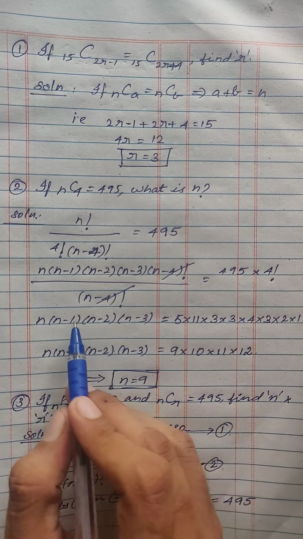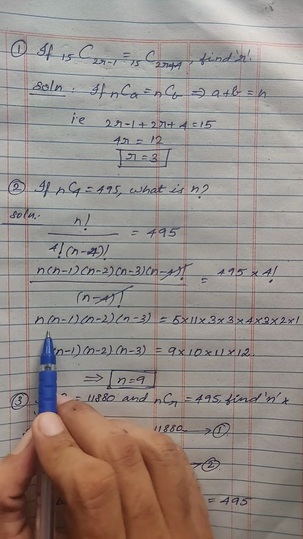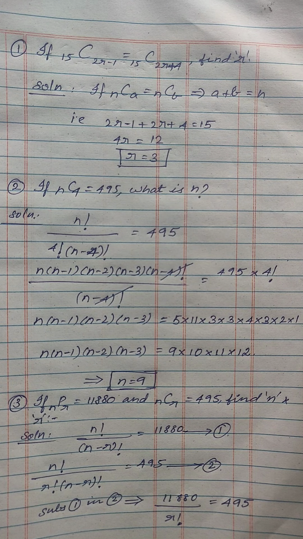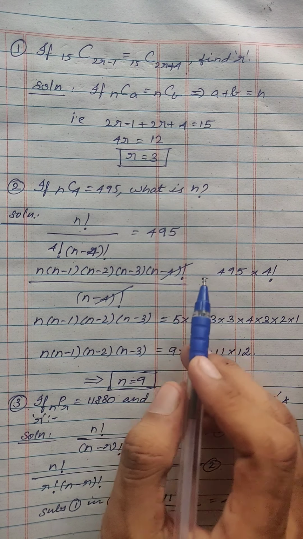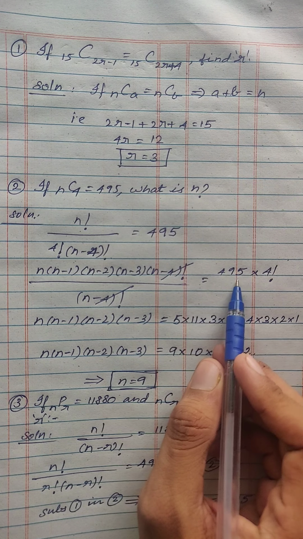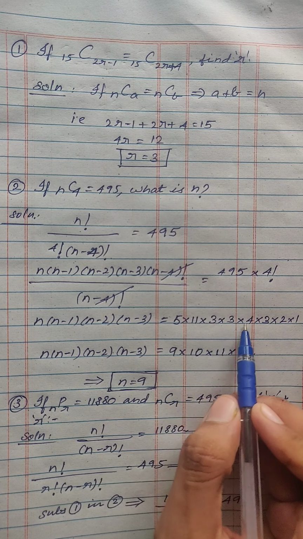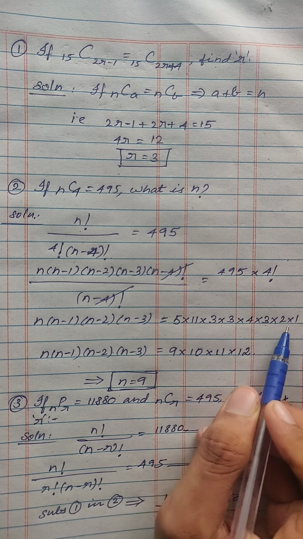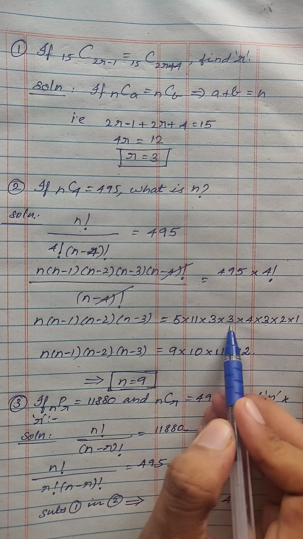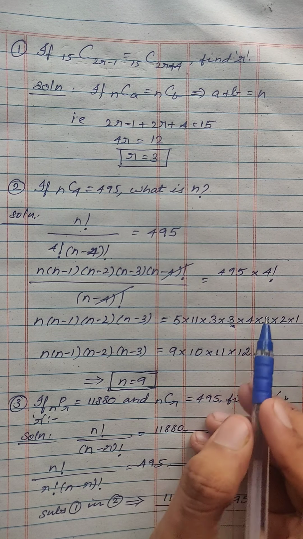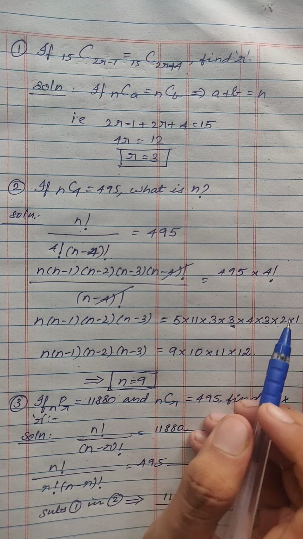So now what happens? The numerator remains the same. Don't do any multiplication of these n terms. It will become very complicated. Just leave it. Okay. Now 495 is prime factorized or simplified and can be written as 5 into 11 into 3 into 3, into 4 into 3 into 2 into 1. Okay. 495 is 5 into 11 into 3 into 3. 4 factorial is 4 into 3 into 2 into 1. I hope you can understand.